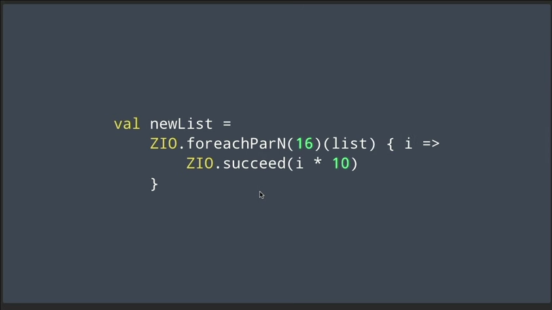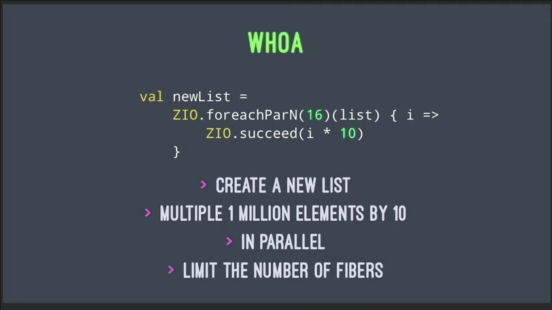And another cool thing that ZIO does for you is it lets you control the number of fibers. So if you know that you have 16 cores on a computer, it's actually very smart to say, you know what, I want to limit the parallelism to 16 fibers at one time. And if you think about that code, that's a little mind-blowing, right? Because if you look at this code right here, you can see that what we did is we create a new list, we multiply 1,000,000 elements by 10, we do that in parallel, we limit the number of fibers, and we do all of that in just about 3 lines of code right here.